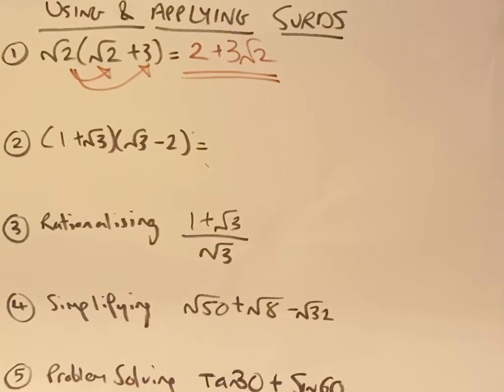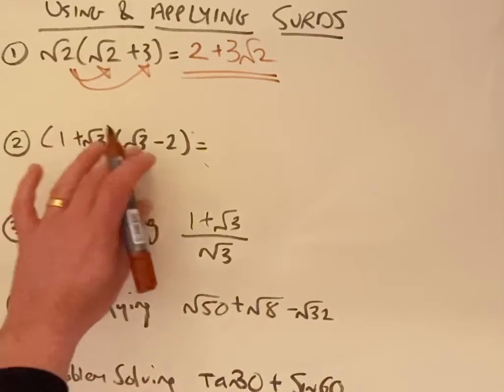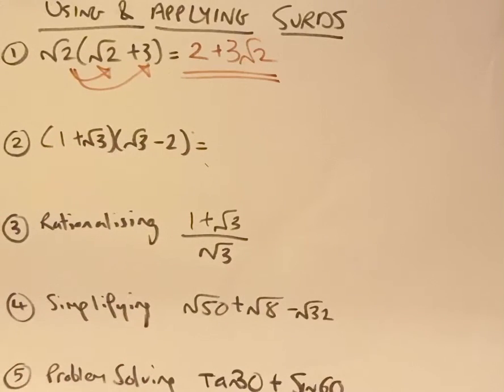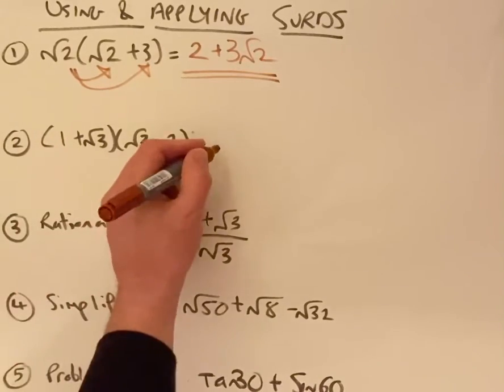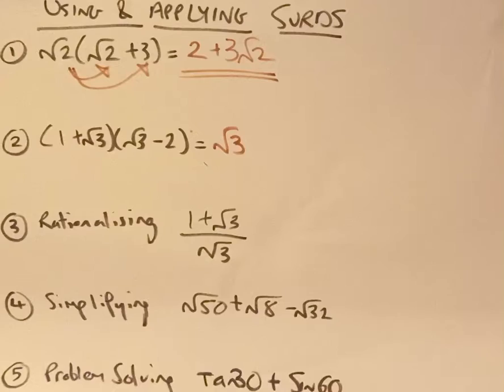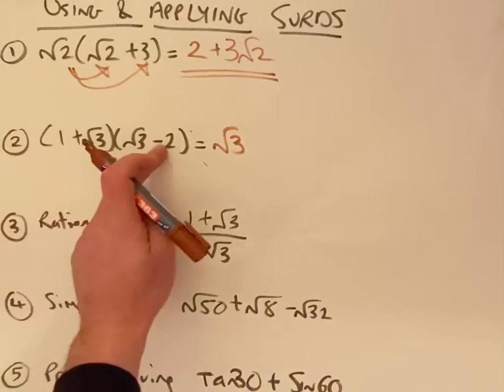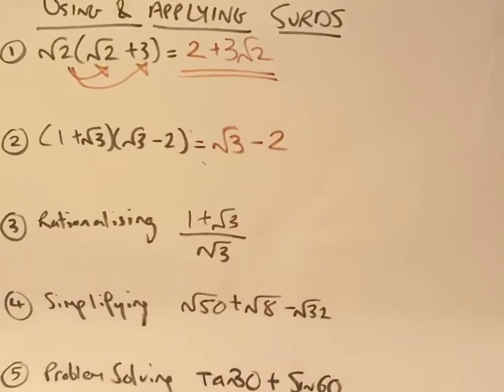The next one is like a quadratic. You can see we've got two pairs of terms inside brackets and they're multiplied together because there's no addition sign or subtraction or anything like that in between them. So we're going to use FOIL. So the first term is 1 times root 3, which is root 3. The outer terms, 1 times minus 2, makes minus 2.